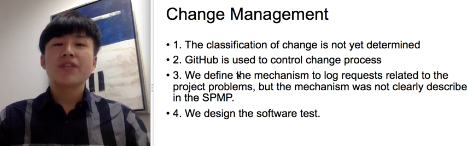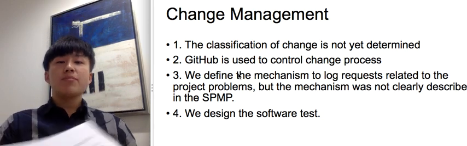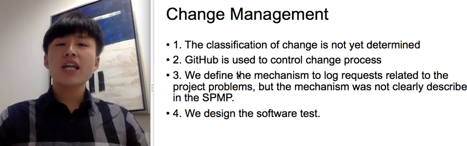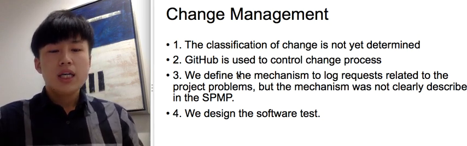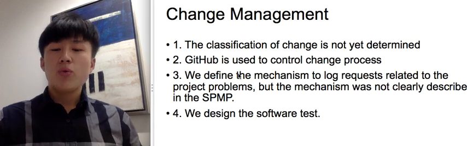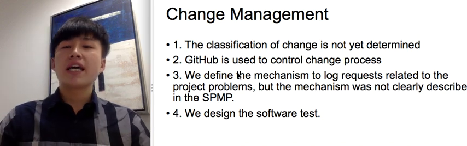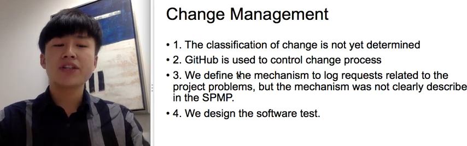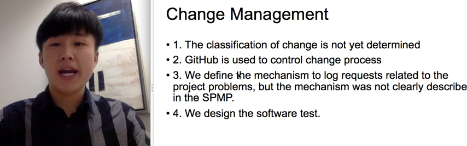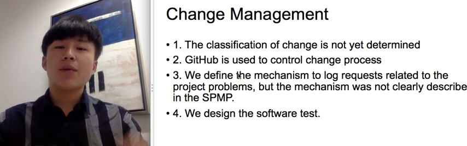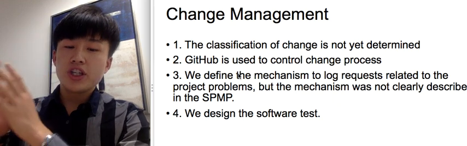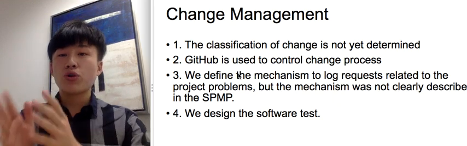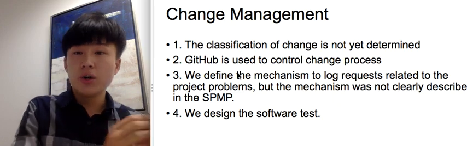The last part is change management. For change management, the classification of change is not yet determined. In the final SPMP, we will add the change classification and assign it in terms of severity of impact. GitHub is used to control the change process from change initiation through approval or disapproval till the end.